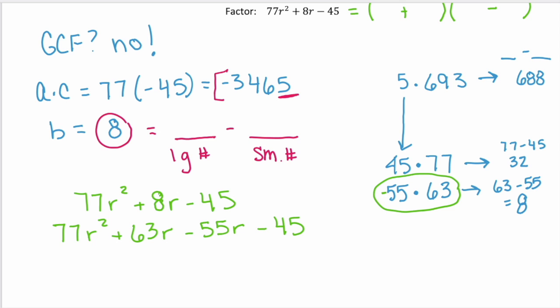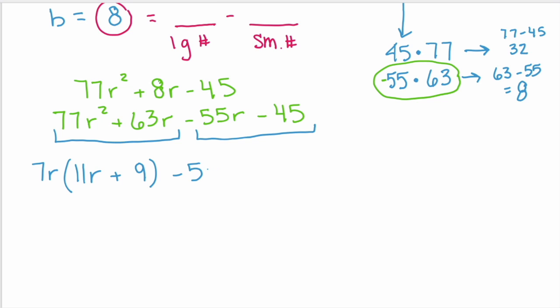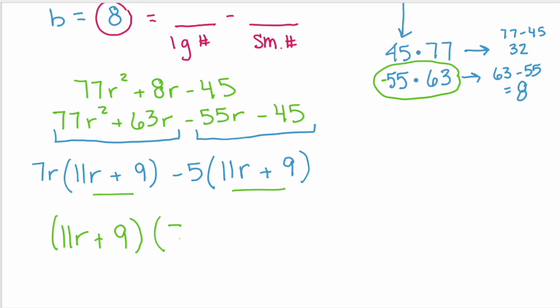And now because we have 4 terms, we'll factor this with grouping. So we group these first two. 77r squared and 63r have a 7r in common. So you factor out 7r and you're left with 11r plus 9. And then our last two terms, negative 55r and negative 45, have a negative 5 in common. And that factors out, leaving 11r plus 9. And then notice that they both have 11r plus 9. We factor that out, and the other binomial is 7r minus 5.